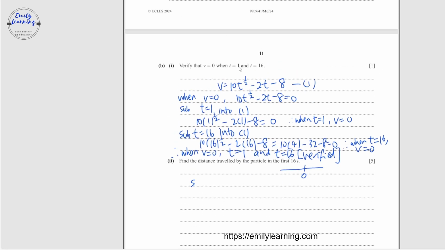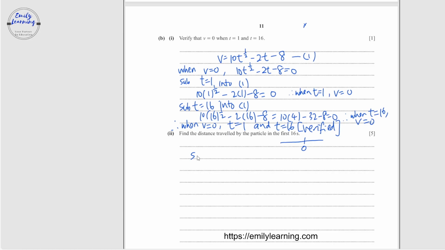The reason why they ask us to find the value of t when v is 0 is because at v equals to 0, it is the point where the velocity will change from positive to negative or negative to positive, and that means it's going to change its direction. But before we do any of that, let's first find the displacement. Displacement is the integral of v dt. So let's first integrate v, which is 10t to the power of half minus 2t minus 8.